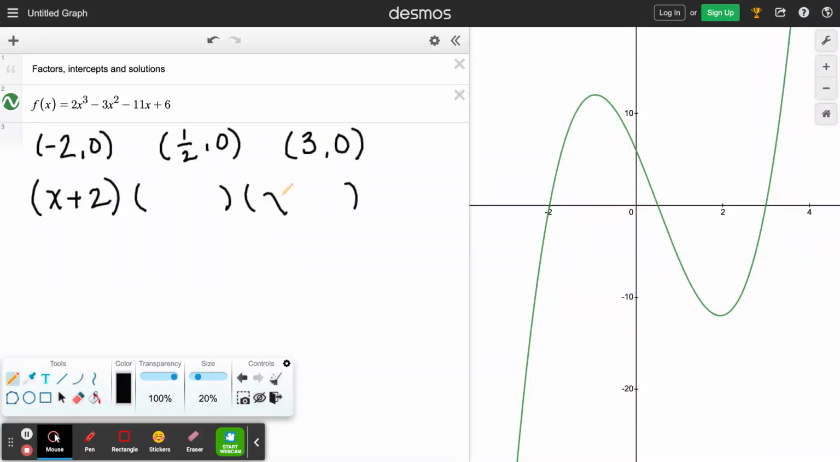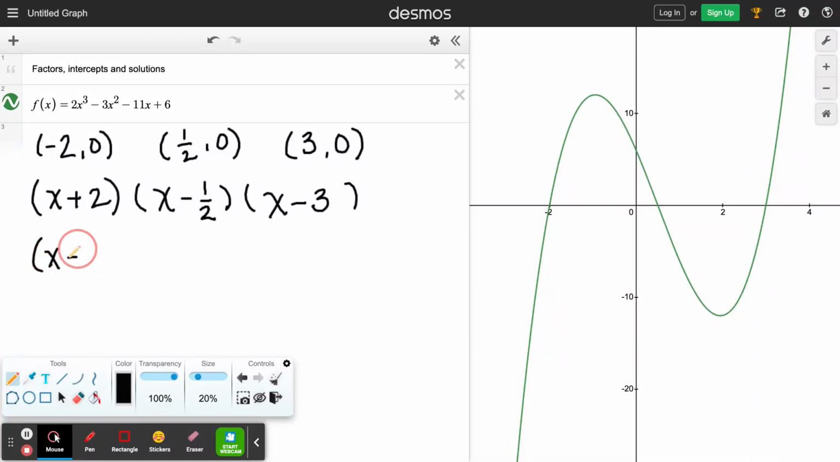Another factor I know here is x minus 3 for the same reason. If x were 0, or I'm sorry, if x were 3, this would be 5, but this factor would be 0, and 0 times anything is 0. The last factor, 1/2, you could follow the same pattern and say it has a factor of x minus 1/2.